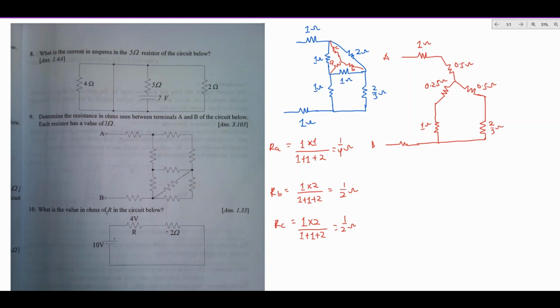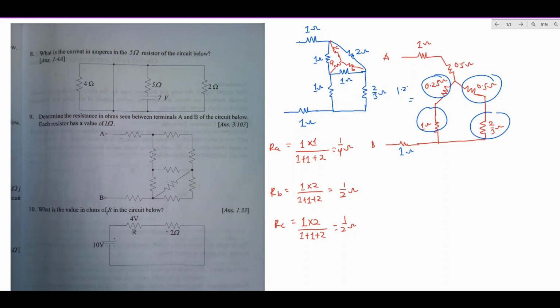Now let's find the equivalent resistance. This 0.5 and 2 on 3 are going to be in series, so you can add them. And this 0.25 and this one are also going to be in series. So let's add these two. When you add these two, you're going to have 1.25 ohms.